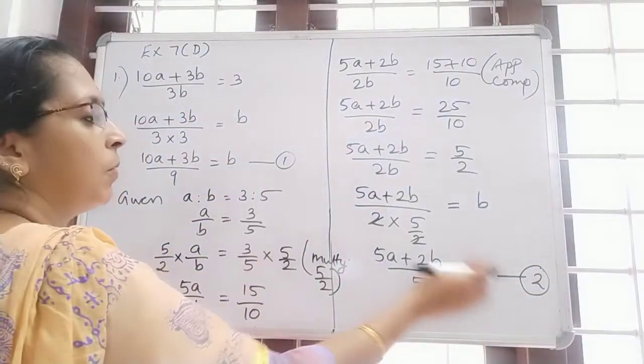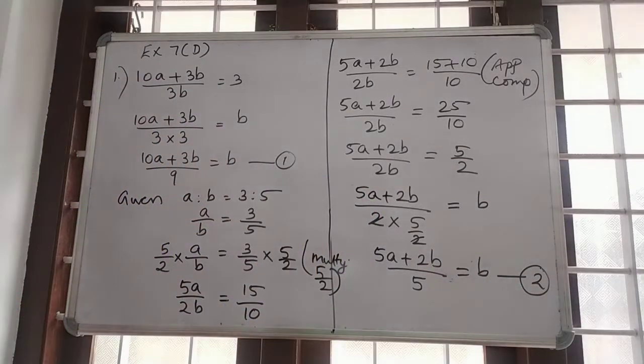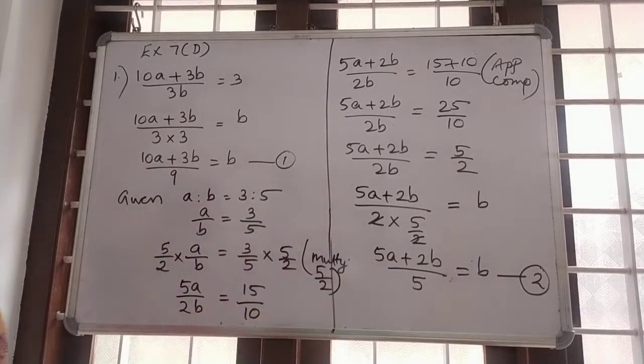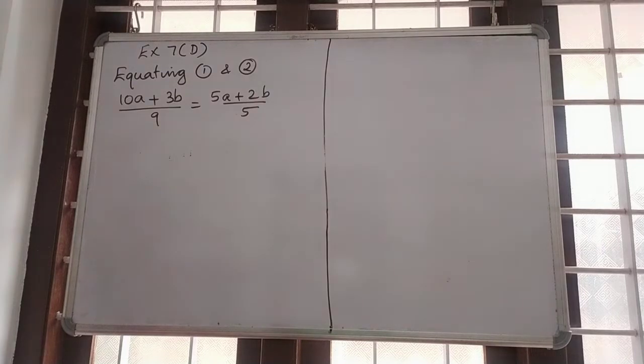Look at equation number 1 and equation number 2. Both have B on the right side, so we can equate that. The next step is equating 1 and 2. Here B, here also B. So we can equate these two. Equating 1 and 2, we will get 10A plus 3B divided by 9 is equal to 5A plus 2B divided by 5.